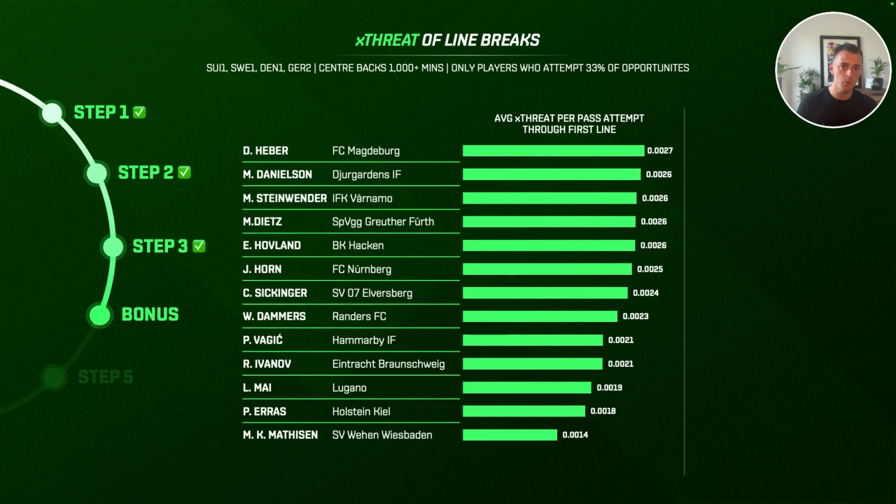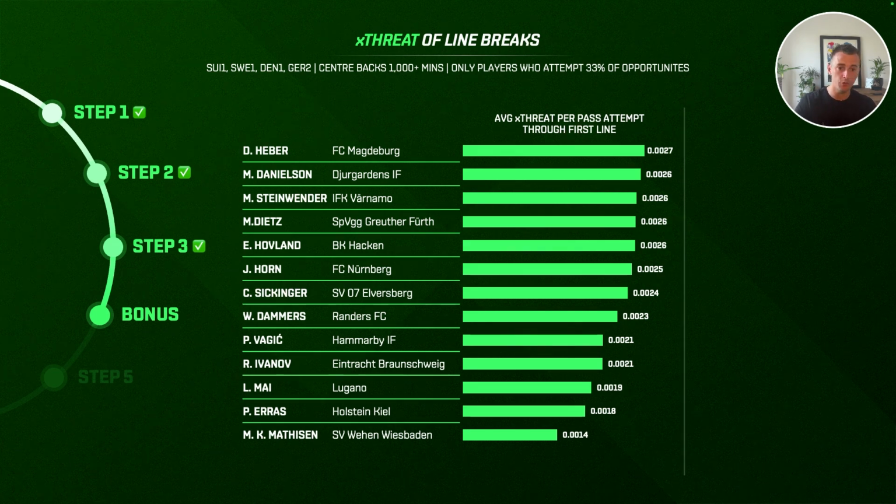Now, as a little bit of a bonus here, I just want to speak quickly about expected threat. For all of our actions in the Skill Corner data, we also have expected threat values. This is looking at the threat of those pass attempts through the first line. And of course, the value is very small because these passes are happening often close to your own goal.